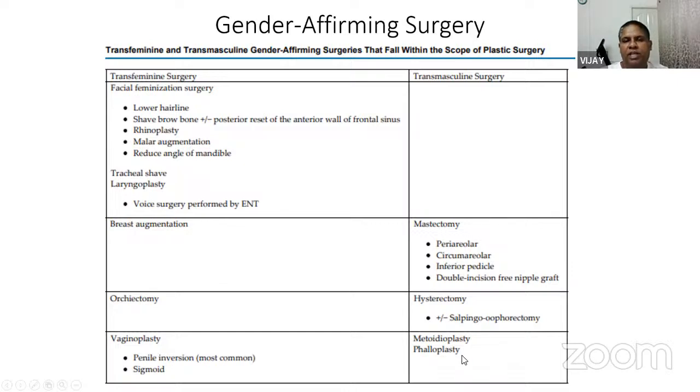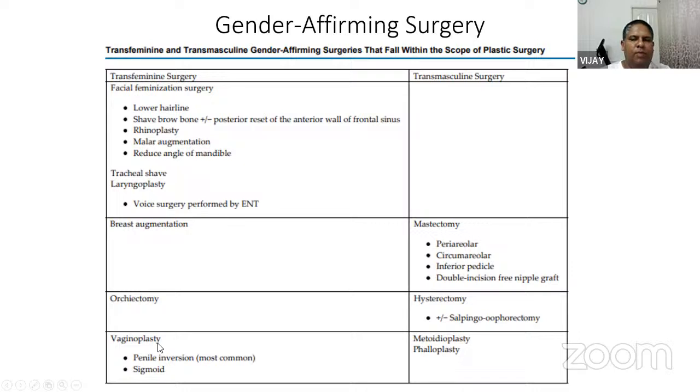Phalloplasty is using flap techniques like the radial forearm flap, a microsurgical technique to reconstruct the phallus. Whereas metoidioplasty is developing the clitoris itself into a penis. That is called metoidioplasty. Transfeminine surgery. In transfeminine surgery, again, breast augmentation has to be done, orchidectomy has to be done, and vaginoplasty has to be done.